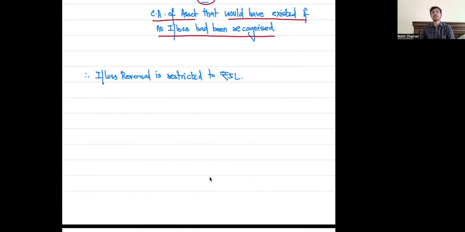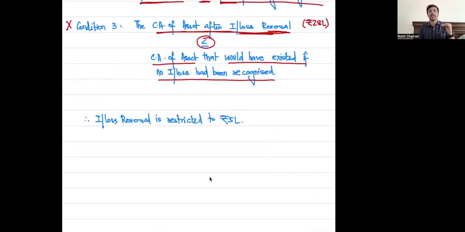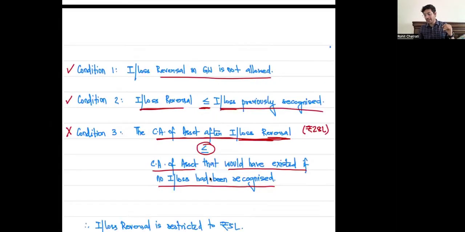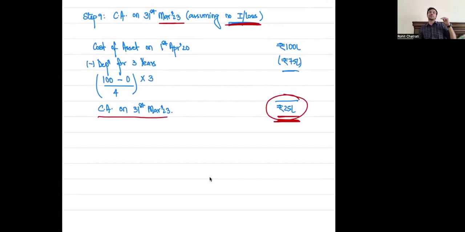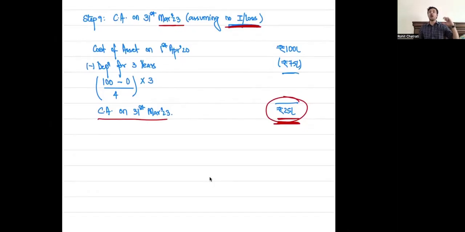How did I calculate this 5 lakhs? My current carrying amount is 20 lakhs. The recoverable amount is 28. But what Ind AS 36 is saying is the carrying amount of the asset cannot exceed the carrying amount that would have hypothetically existed if there was no original impairment loss. That carrying amount is 25 lakhs. So I can increase my asset from 20 to 25 and not up to 28. And hence the reversal is only restricted to 5 lakh rupees.